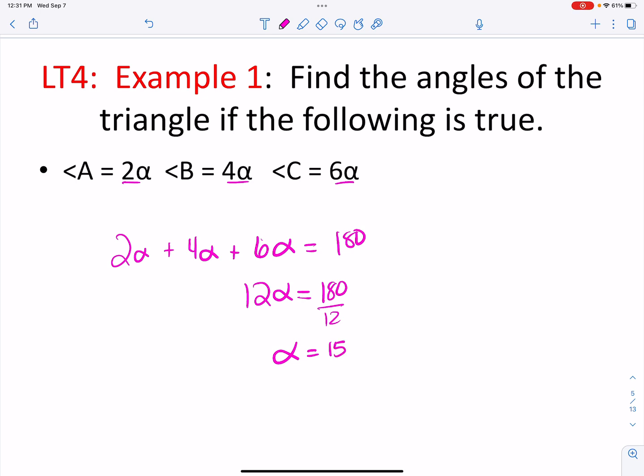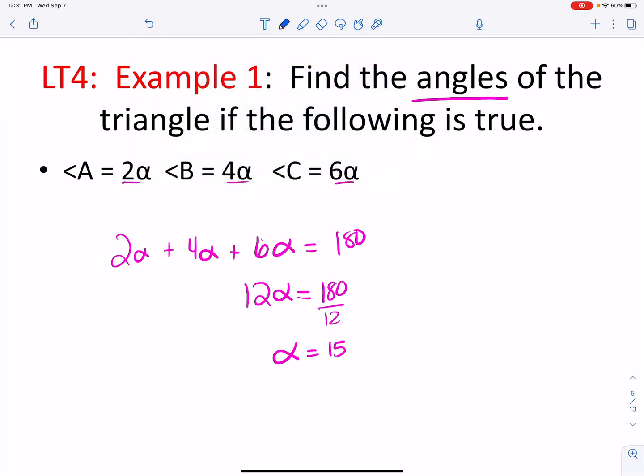So now you have to read the question. They love these on the ACT. So it might say find angle A. It might say find angle C. It might say find the value of theta. It might say find all 3 angles. You just have to do it. So it says find the angles. So that's all of them.